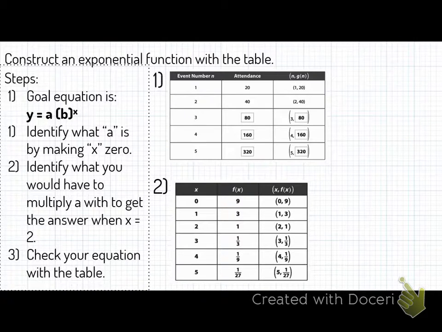Okay, so numbers 1 and 2. The goal for today is I'm going to teach you how to make the equation for an exponential equation. Just like linear, I taught you how to do y equals mx plus b. Today we're going to do an exponential growth equation, or exponential decay. So the data is all given to you.